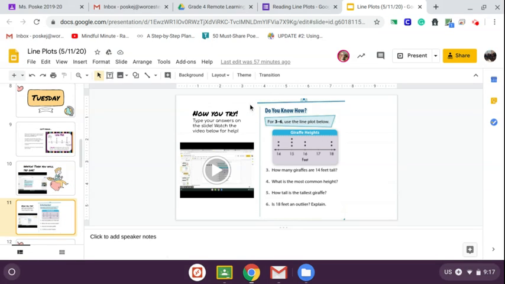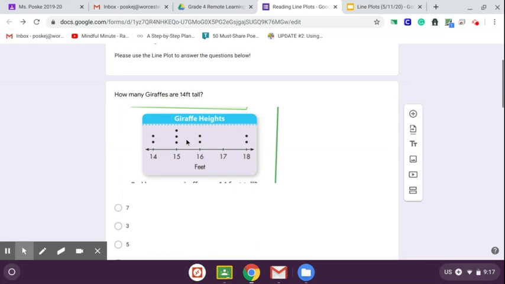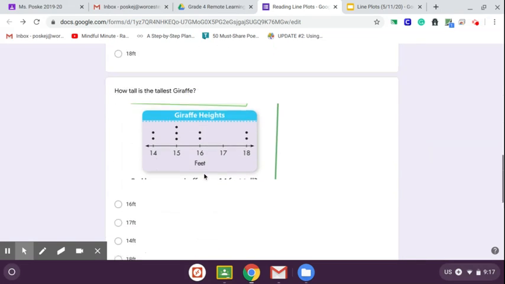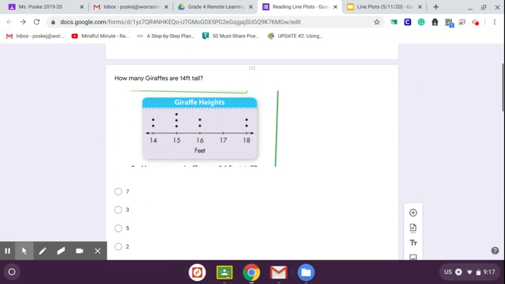Okay, this is your assignment for today. You're going to have a line plot. You're going to have a Google form. And it's the same line plot for each question. I just put it there to help out. Okay, and there's only 4 questions.